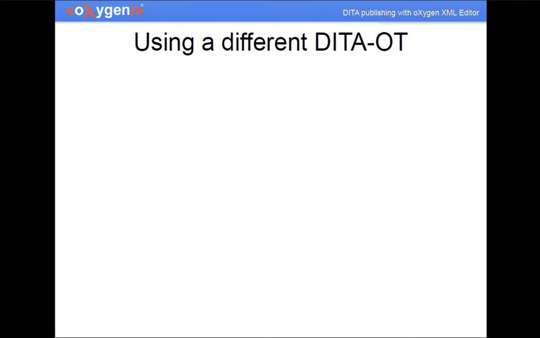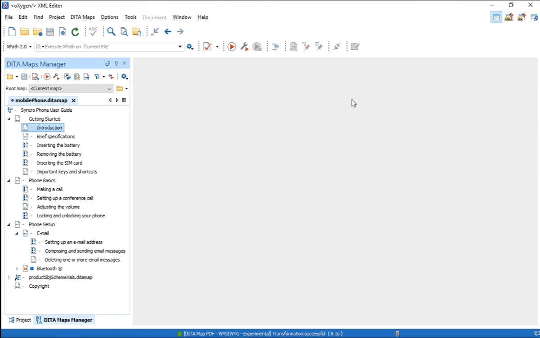But even though oXygen comes bundled with two versions of the Open Toolkit, like I said, sometimes users are forced to use a specific version of the toolkit, one that is maybe heavily customized according to their needs. So having that in mind, we've made it very easy to use this custom toolkit instead of the built-in ones. And let me show you what you have to do for that.